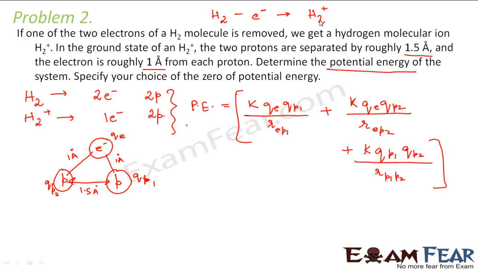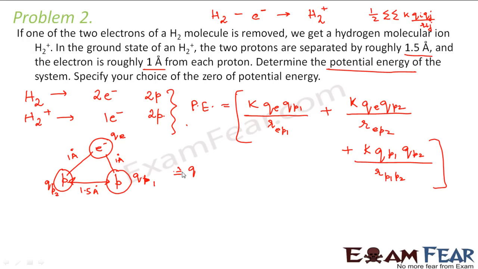Because I already told you that potential energy is always equal to half summation of K into Qi Qj divided by Rij, such that the same pair of terms never repeats. So here also one is E, one is P1. So EP1 means P1E should not come, right? So here we got this term. Now it is very easy to just replace the values and find out the answer.